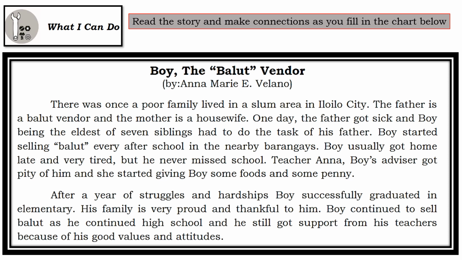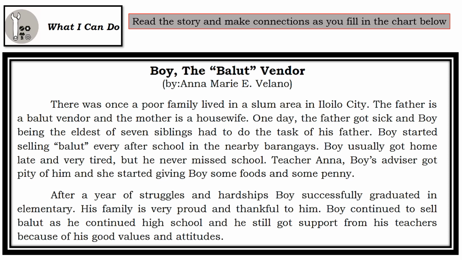Okay, so I will be going to read a story. You can also find it in your module. Read the story and make connections as you fill in the chart below. So after natin basahin ng story, meron tayong chart na i-fill in. So I will be going to read now.